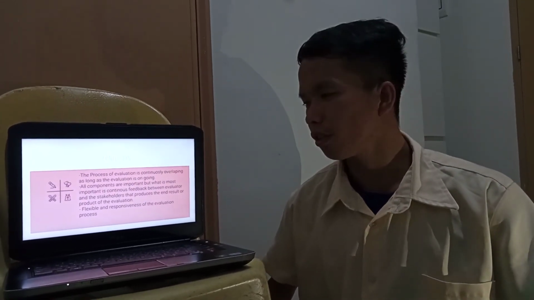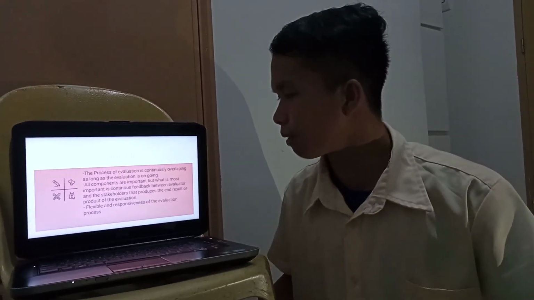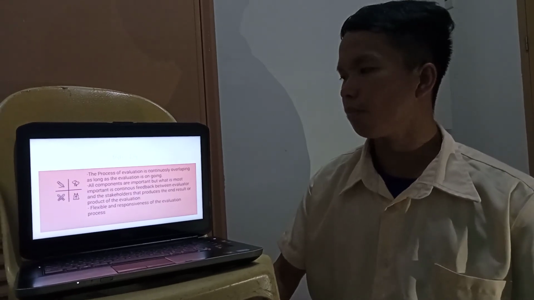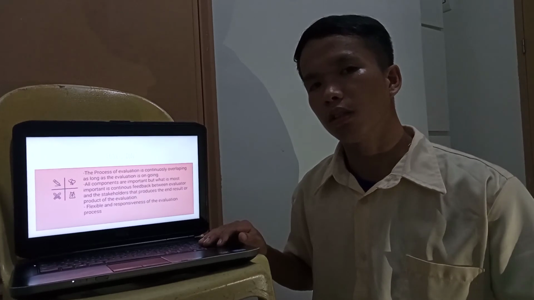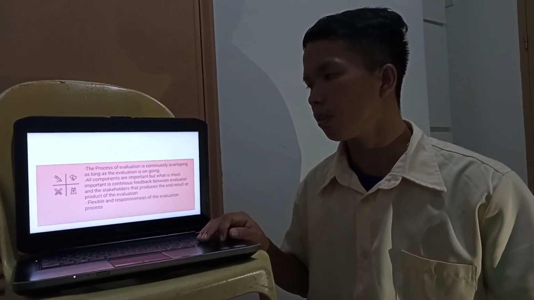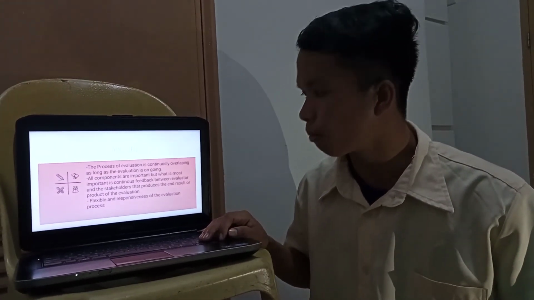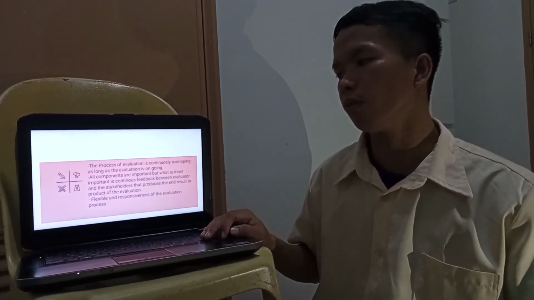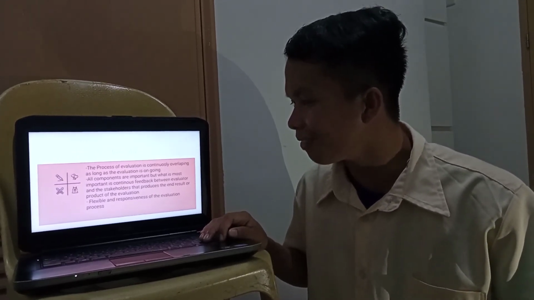So conclusion, or the concluding area of my report. So first, the process of evaluation is continuously overlapping as long as the evaluation is ongoing. Kanang sakto gid kay subjective ra siya nga responsive activities. So next, all components are important, but what is the most important is continuous feedback between evaluator and the stakeholders that produces the end result or product of the evaluation.